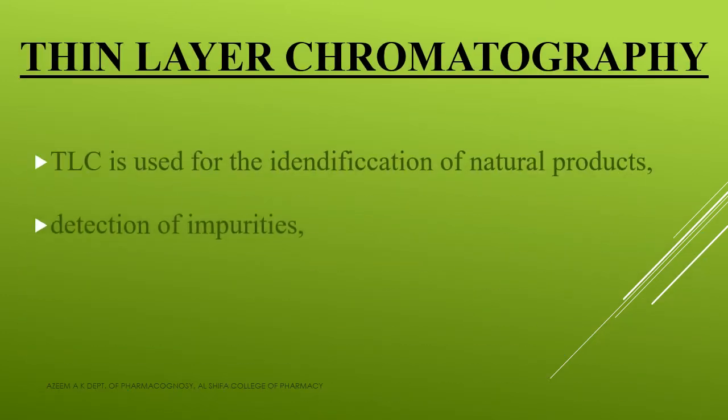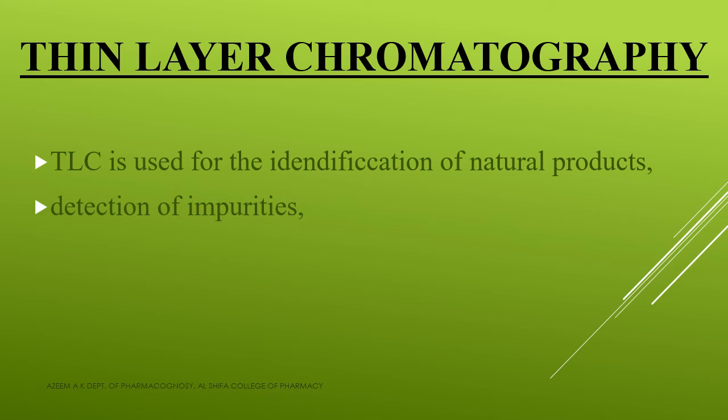So now we can see the different applications of thin layer chromatography. The first application is the identification of natural products. As with paper chromatography, the sample should be compared with the standard, and if both spots have the same Rf value, you can confirm that the given sample is that compound. We will learn about Rf practically. Clear? So it is used in the identification of natural products.